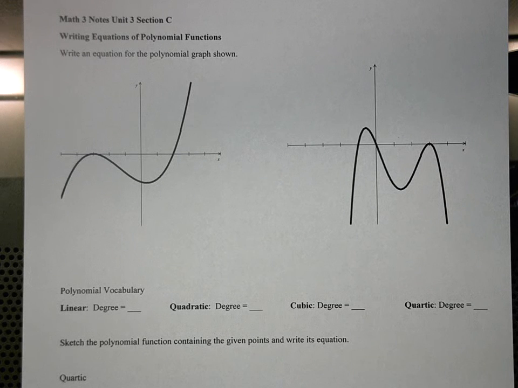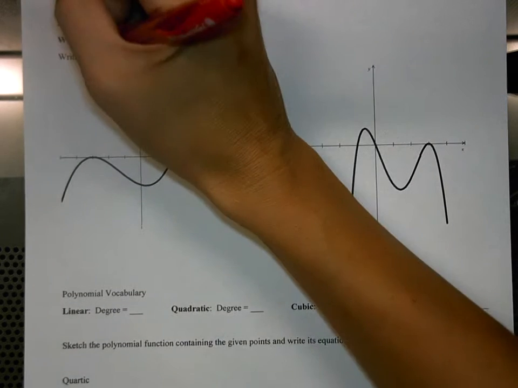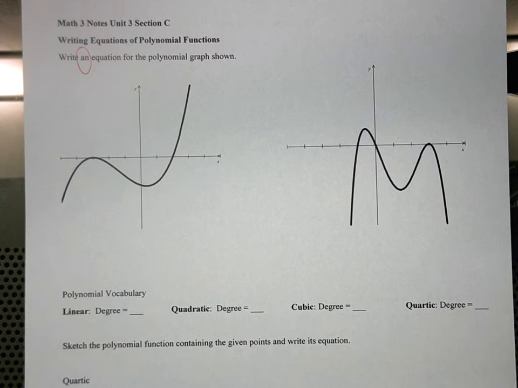Math 3, Unit 3, Section C, which goes along with Worksheet 3. In this first one, they're asking us to write an equation. The nice thing when they say to write an equation is that there can be multiple answers, and you do not have to find the specific A value that would go in front. When they say write the equation, you have to find the exact equation where you plug in the A value.